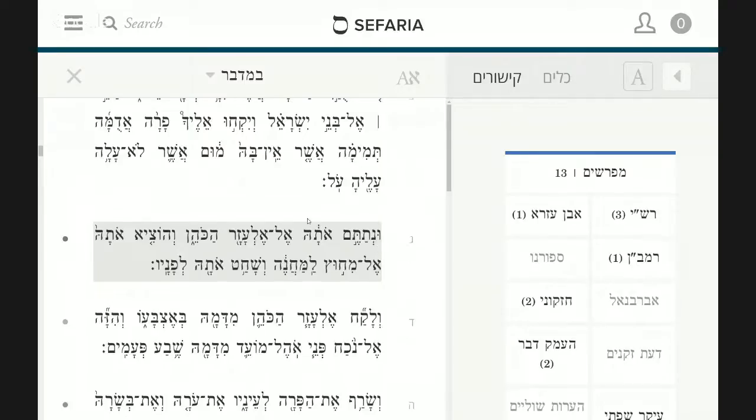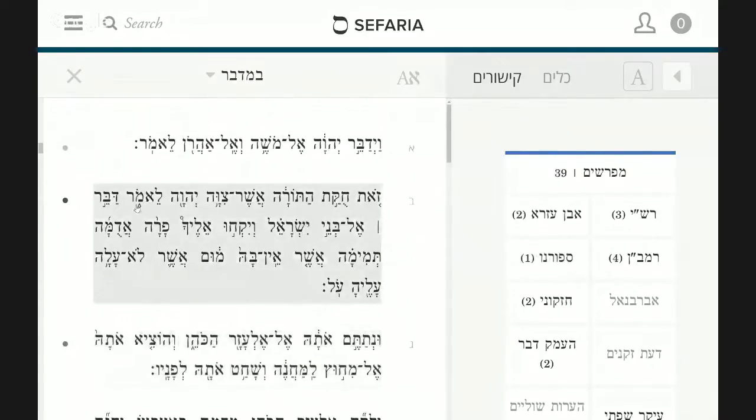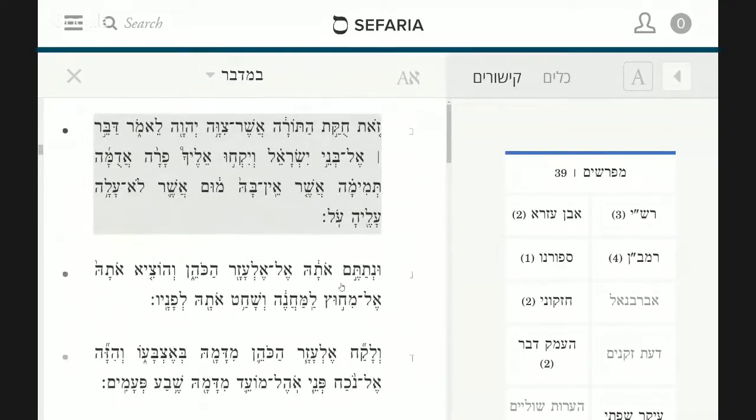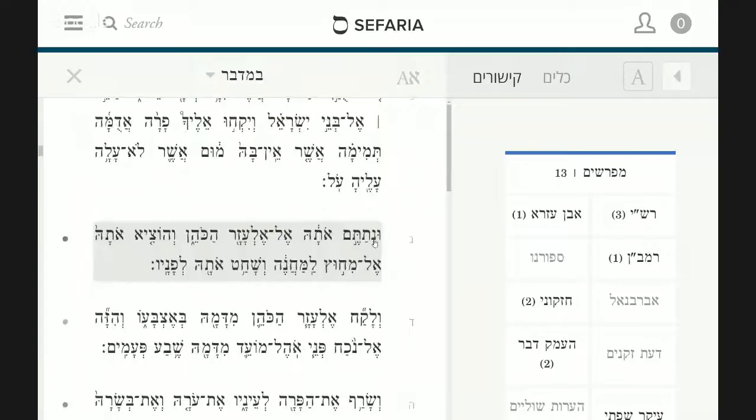And we just read before that the command: speak to the children of Israel, take to you a completely red cow that has no blemish and has not had a yoke upon it. And now continuing on from there.